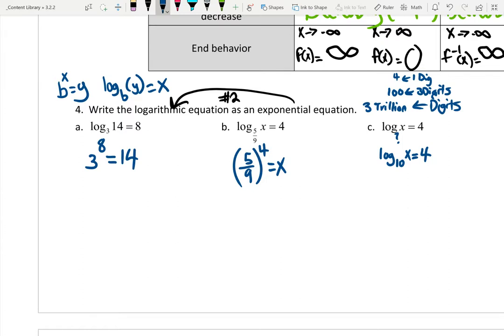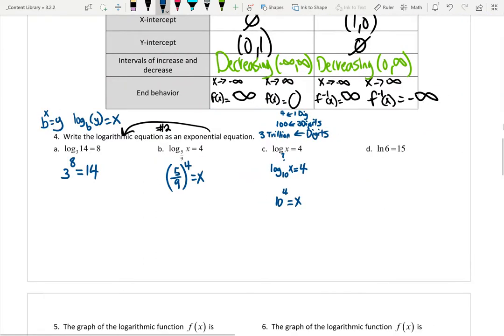The log base 10 of x equals 4. Bada bing, bada boom. Let's switch it. The base is 10. It's equal to the fourth. It's equal to x. And let's go ahead and examine this next one.